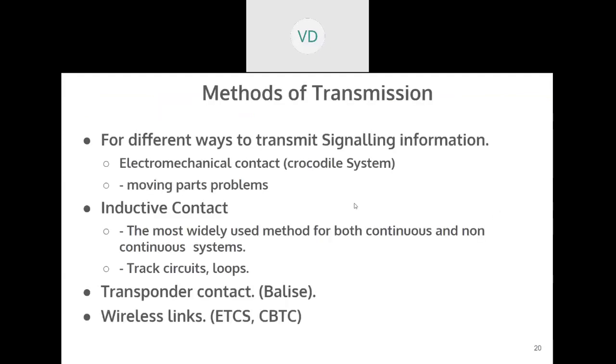The next depends on the methods of transmission. Are you using electromechanical contact like the crocodile system, or inductive contact like the Indusi or track circuit, or do you use a transponder like BALISE, or a wireless link as in CBTC and ETCS? The category depends on what kind of method of transmission you use.